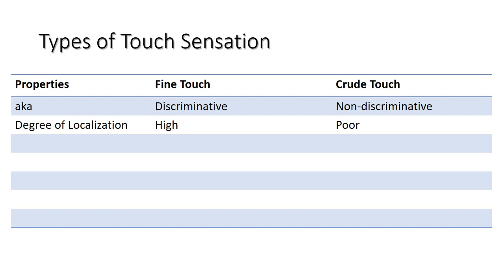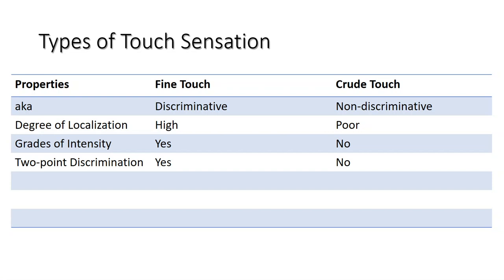For fine touch, the localization of a stimulus is appreciated with a high degree of fidelity. Location of the stimulus cannot be precisely located in crude touch. Fine grades of intensity can be appreciated in fine touch, but crude touch cannot detect that. Two different sources of stimuli applied on the skin can be recognized in fine touch. A clinical test known as two-point discrimination tests exactly that. This quality is absent in crude touch.